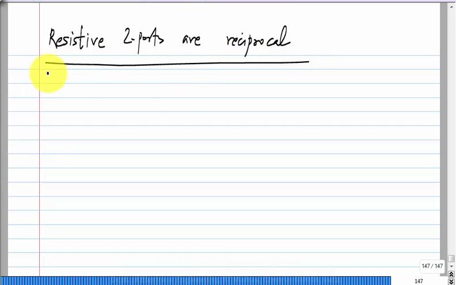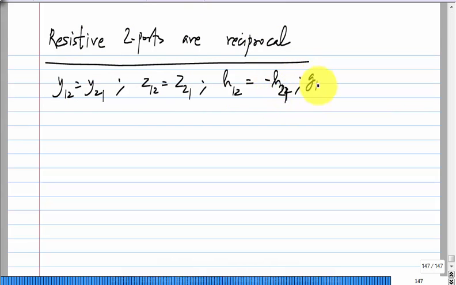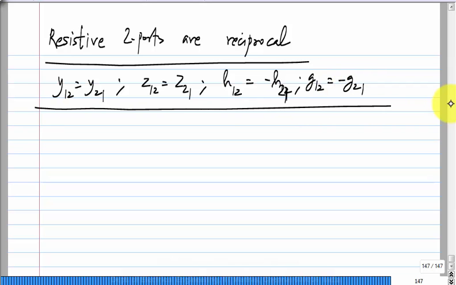Purely resistive two ports are reciprocal, and which means that this follows. All these say the same thing basically. Okay. Any questions about reciprocity?